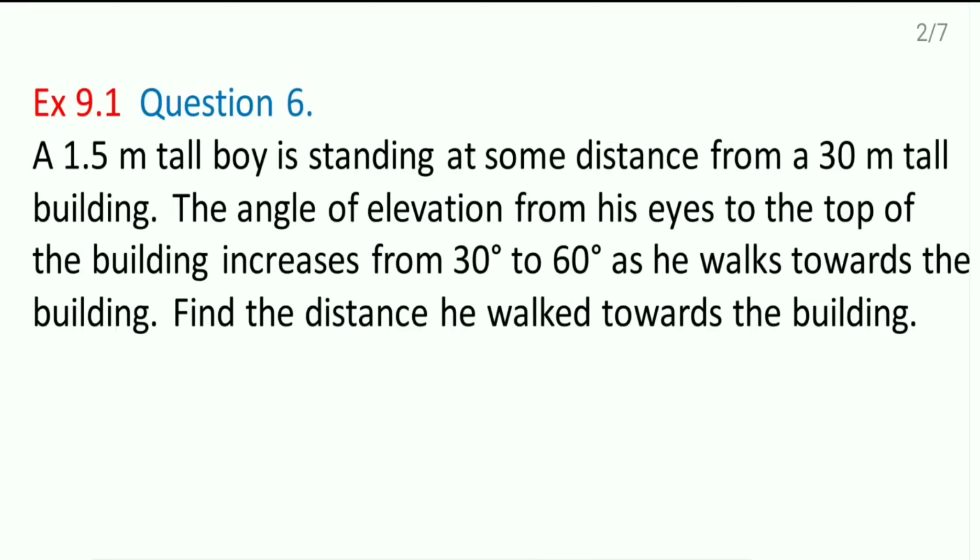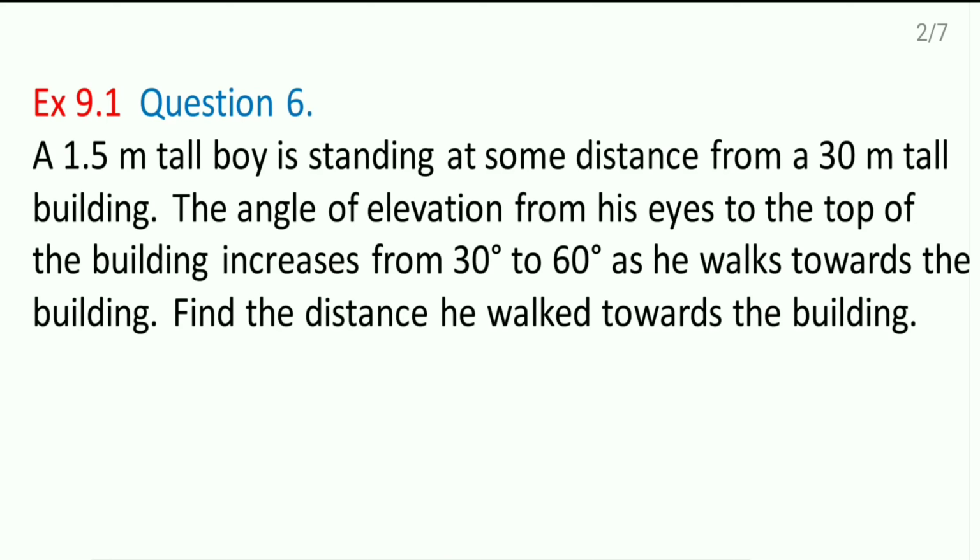Hello everyone, this is exercise 9.1, question number 6. A 1.5 meter tall boy is standing at some distance from a 30-meter tall building. The angle of elevation from his eyes to the top of the building increases from 30 degree to 60 degree as he walks towards the building. Find the distance he walked towards the building.